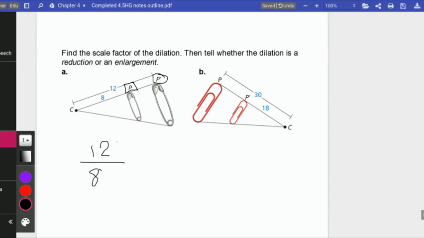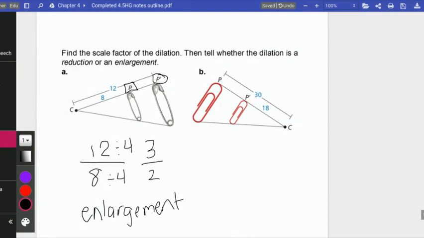So now I just need to reduce that. So I'm going to divide these both by 4. And I get that the scale factor is 3/2. Now, if the scale factor is greater than 1, it's an enlargement. If the scale factor is less than 1, it's a reduction. So in this case, it would be an enlargement, which we could also tell just by looking at the picture, because the original one is definitely smaller than this one. So we're enlarging it as we go from the original to the image.